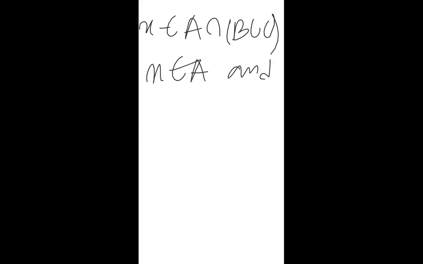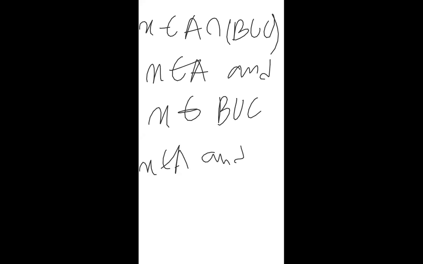X is in A intersection B union C. We can say that X is in A and X is in B union C. And if X is in A, then X is in A union B. Wait, no, that's wrong. Actually, that's correct, but that's not what we're trying to prove. Okay, I apologize for this. Let me rewrite this.